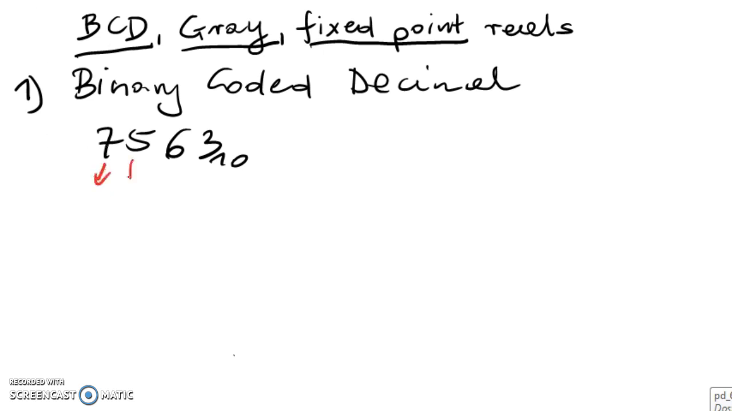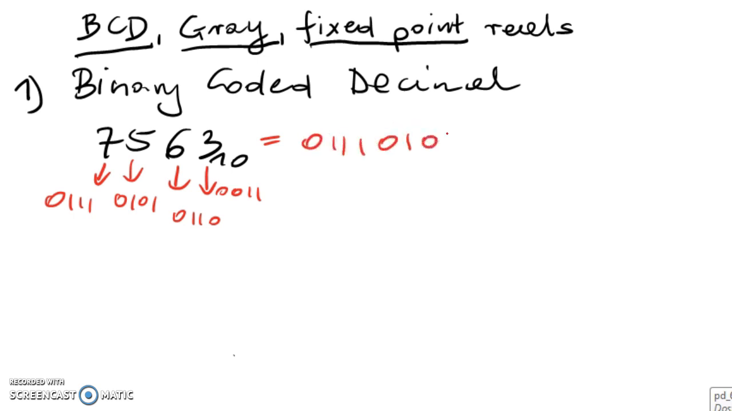But in the case of BCD code, you simply encode each digit separately using 4 bits. So 0, 1, 1, 1 is a 7, 0, 1, 0, 1 is 5, 0, 1, 1, 0 is 6, and 0, 0, 1, 1 is 3. Then you put these sequences one after another to get the resulting sequence for the BCD code of this number.